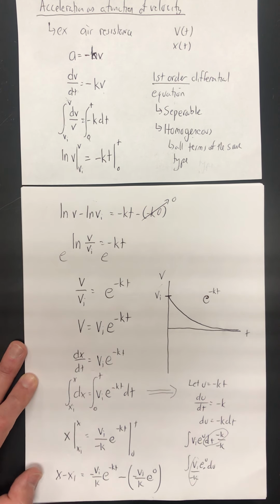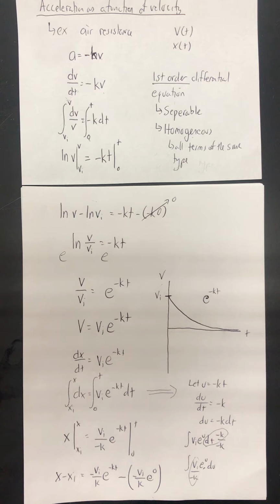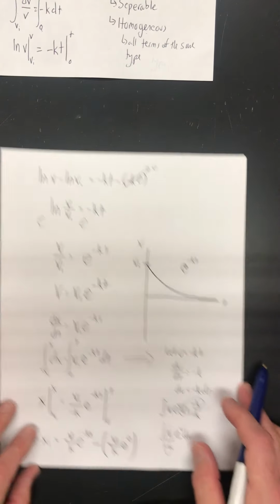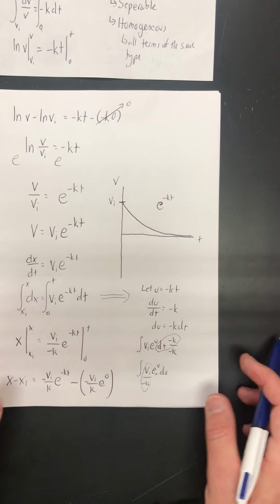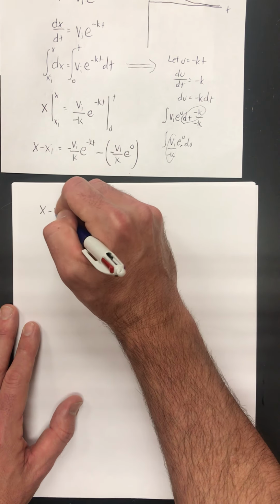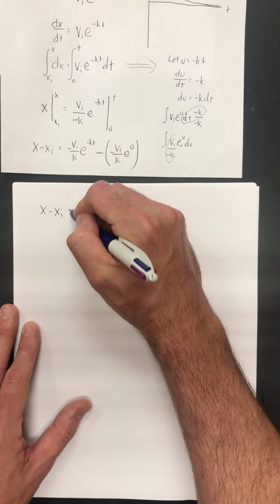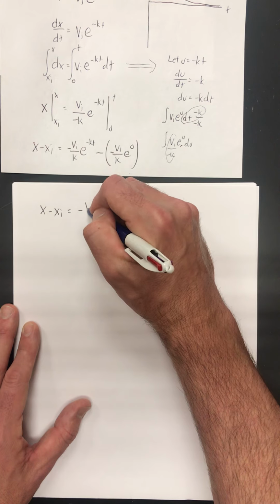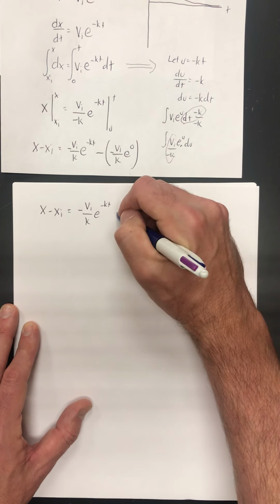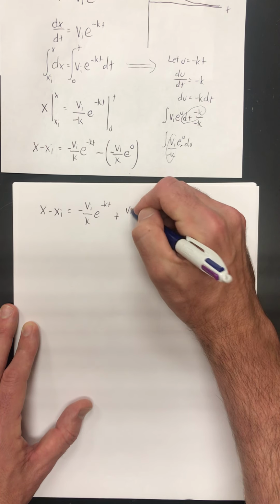Now this is why, folks, I've been stressing always evaluate the lower bound, because this lower bound is not going to go to 0. It is absolutely not going to go to 0 because e to the 0 is not 0. It is in fact 1. So what do I have here? I have x minus xi is equal to negative vi over k e to the negative kt, so plus vi over k.